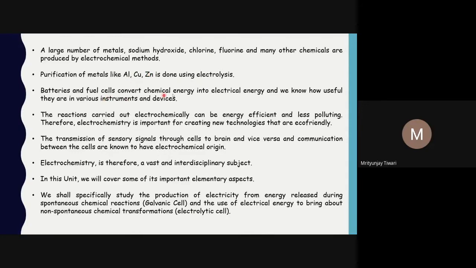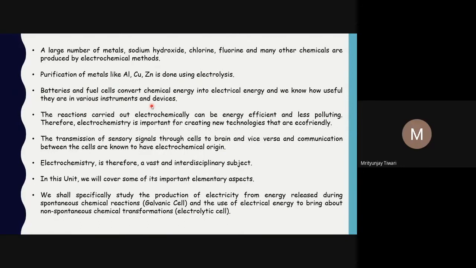Batteries and fuel cells convert chemical energy into electrical energy. Now we are looking for an alternative to diesel, gasoline, or fossil fuels, and there we are looking at fuel cells. What do they do? They are also cells. They convert chemical energy into electrical energy, which means they are also part of electrochemistry. We study them in the electrochemistry chapter, and we know how useful they are in various instruments and devices. Without them, it's very difficult to survive.